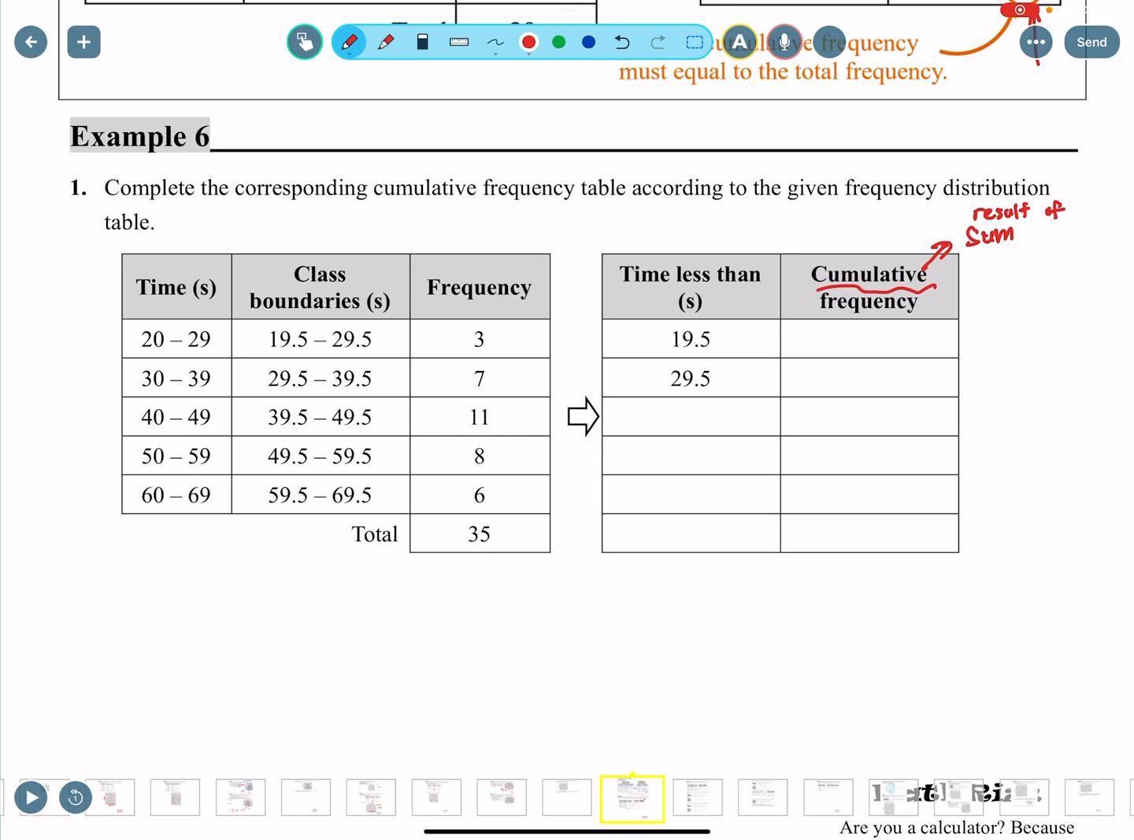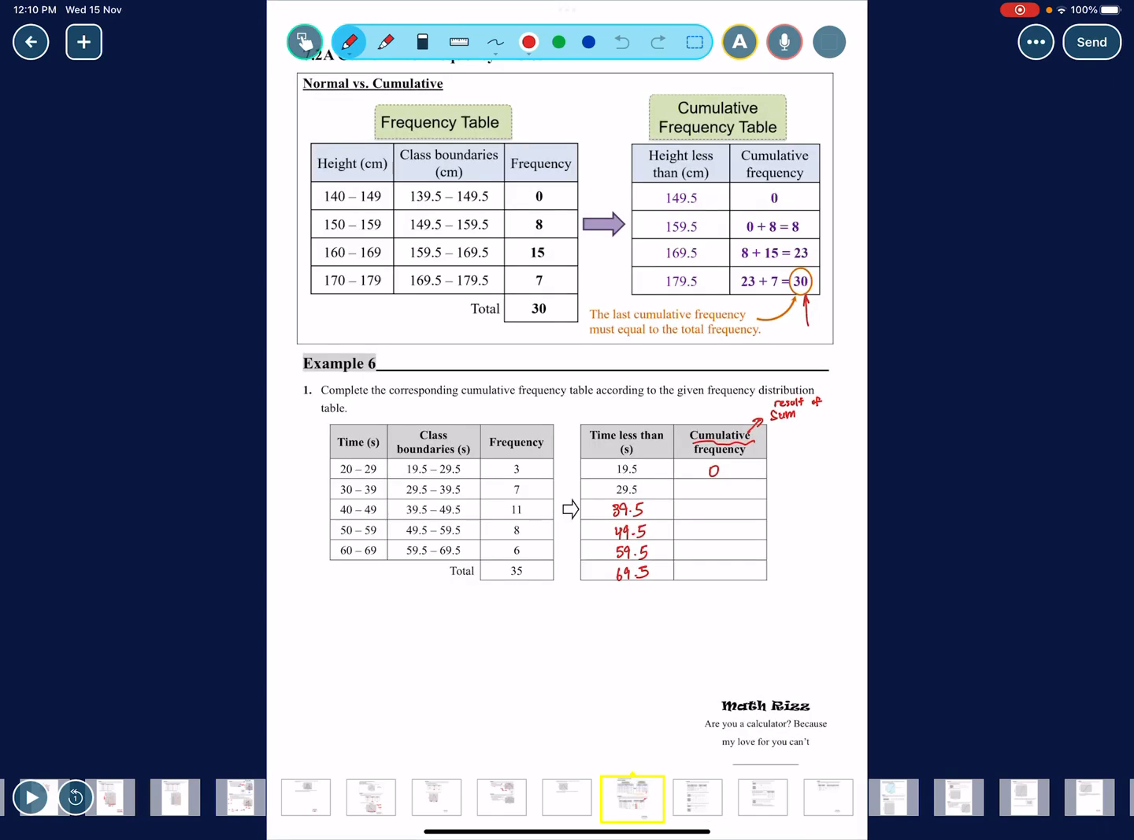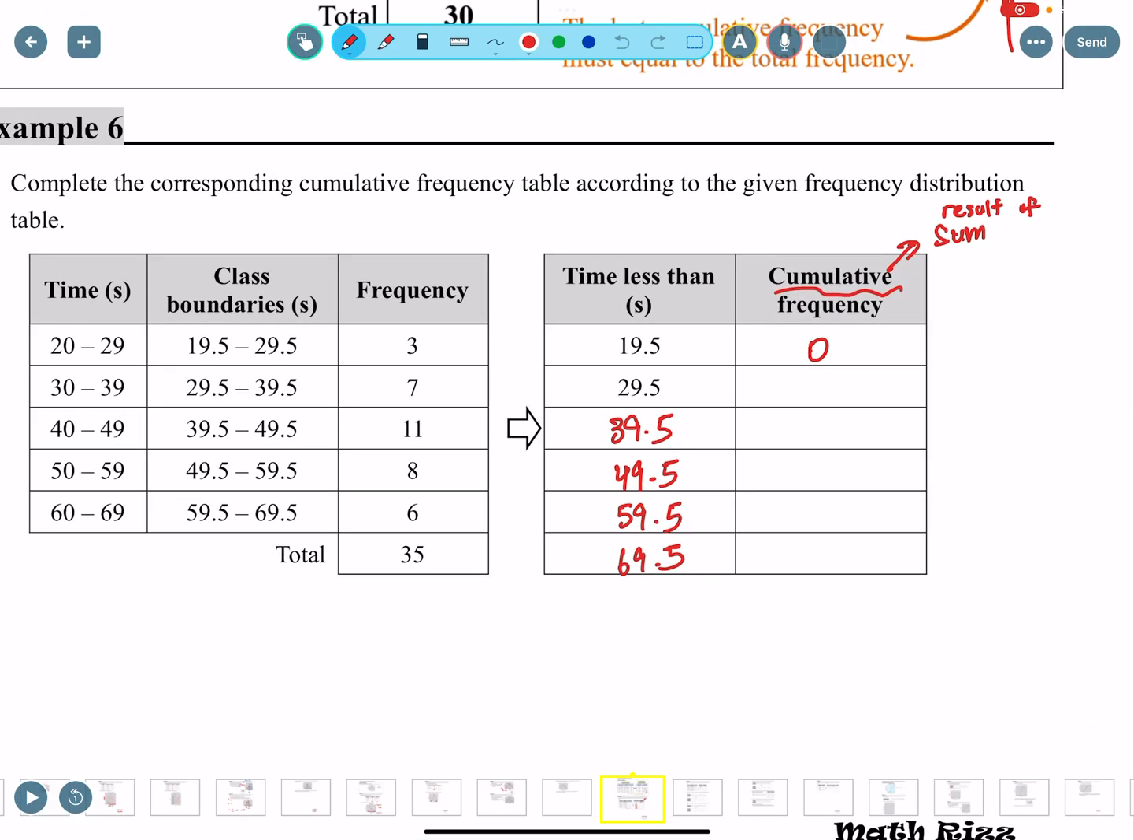Anyways, over here you will see there's a pattern: less than 19.5, less than 29.5, 39.5, 49.5, 59.5, and 69.5. Why is there less than 19.5? Even though it's already below the minimum, we already know it's obviously 0, because the cumulative frequency graph starts at 0. So we always have to have 0 for this cumulative. We need to start with 0 every time.